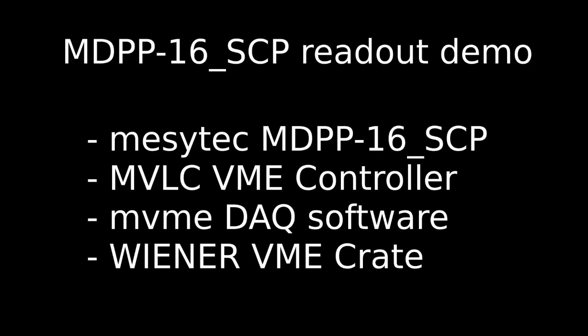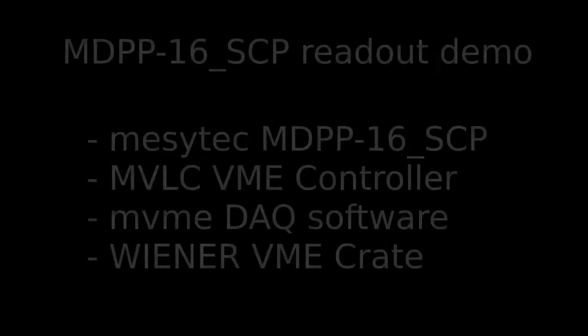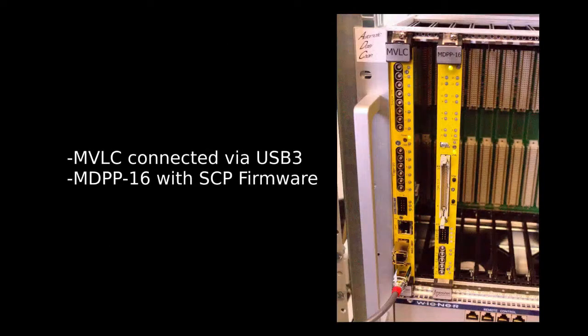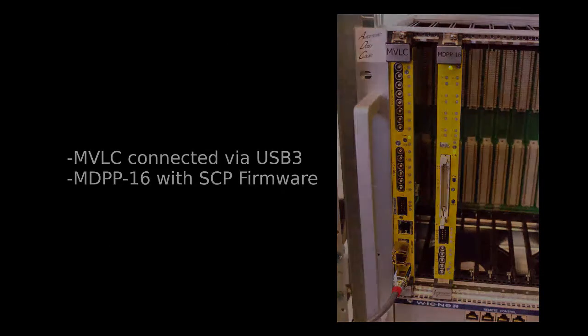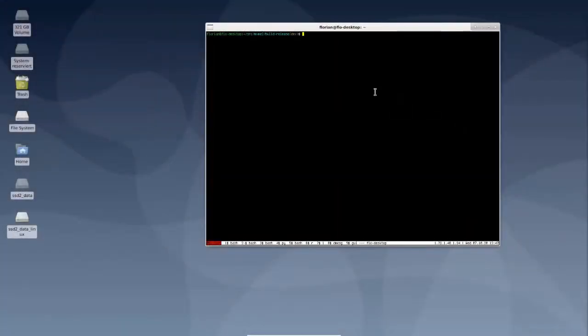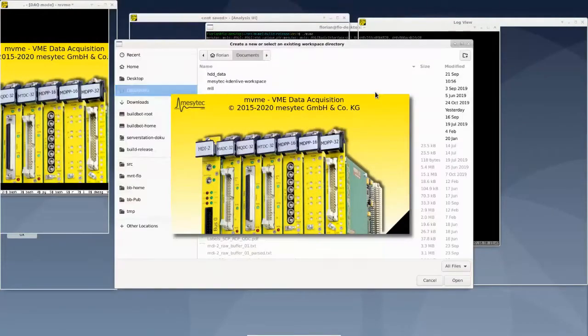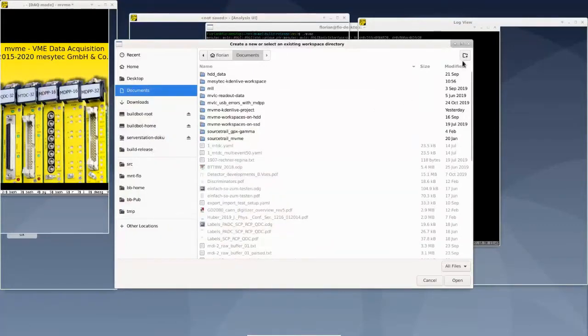Now I would like to show you just how easy Mesytec has made it for you to set up a basic readout configuration and take data. This is shown for a configuration much like our demo setup, including a 16-channel MDPP16 with SCP firmware and the MVLC controller, all of which is housed within a Wiener VME chassis. The MVLC is connected to a Linux computer via USB.